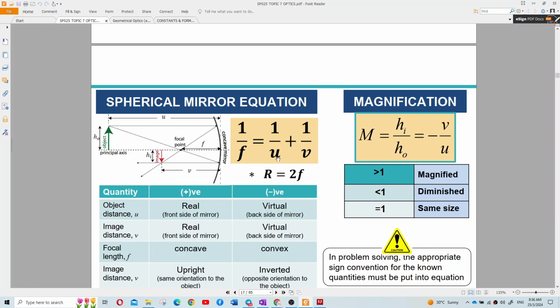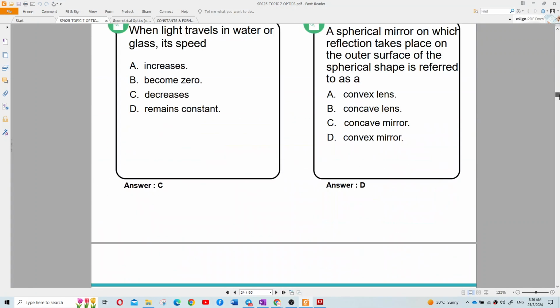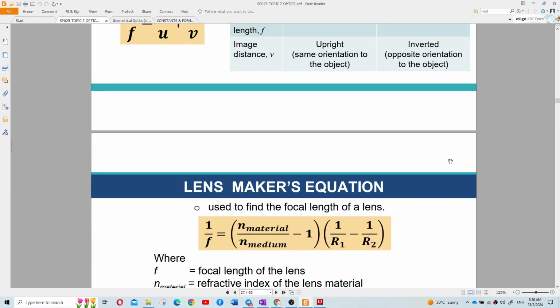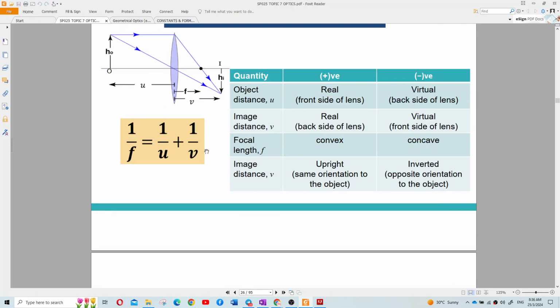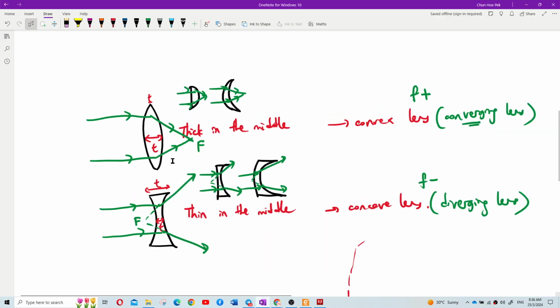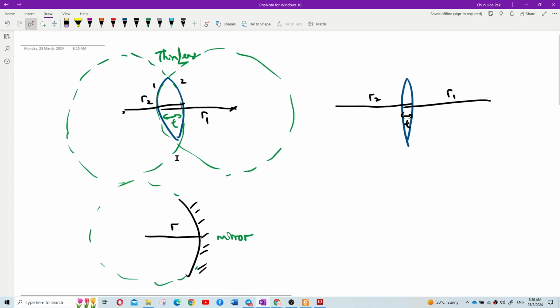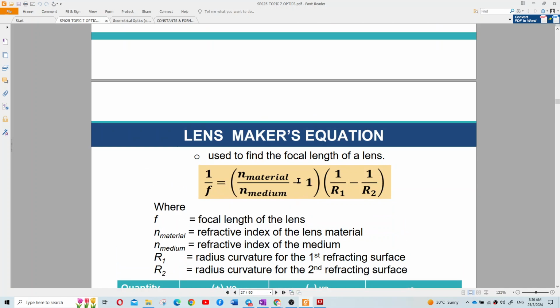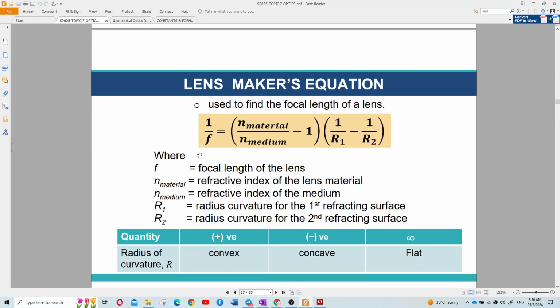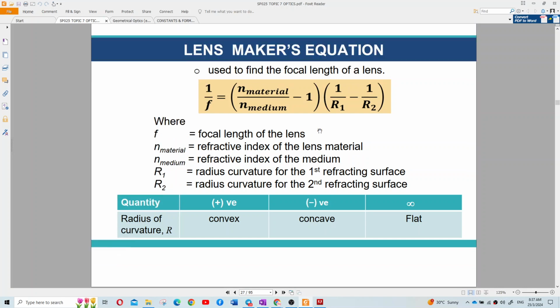Cannot. Because why? Because mirror only has one radius. But for lens, it has two radii. That's why just now you saw you have radius 1 and radius 2, isn't it, class? Compared to mirror, mirror only has one radius. So for lens, to find the focal length from radius 1 and radius 2, we have a much longer equation. We call it the Lensmaker equation.